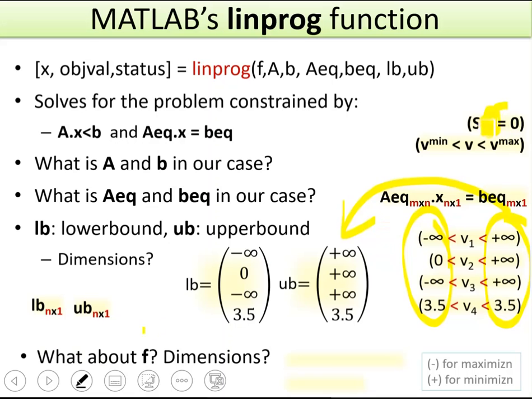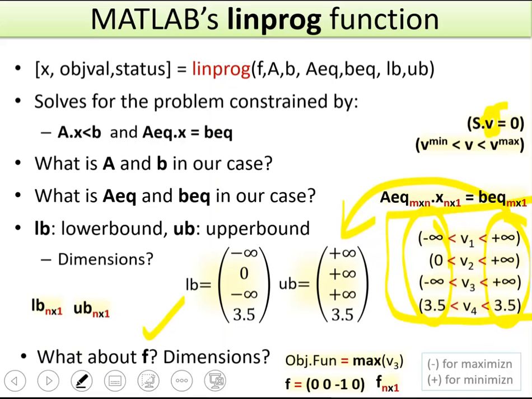And for F, let's say the objective function for this system is maximizing V3, so this is how we represent F. Only V3 is available in the objective function. So for V1 we will enter 0, for V2 we will enter 0, and V4 also. They are not available in the function that needs to be maximized. And for V3 we will have 1.